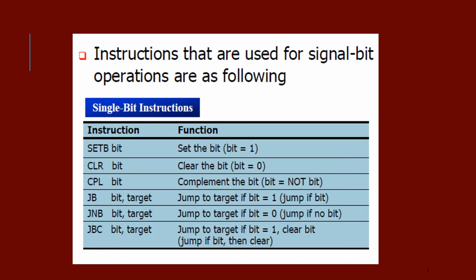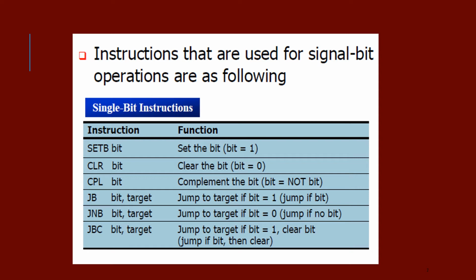Now these are some of the instructions that are very useful, like SETB. This is for setting a particular bit. CLR bit, so clear the bit, bit equal to 0. CPL bit, so complement the bit, bit is equal to not bit. It is as if we are doing a direct inversion.